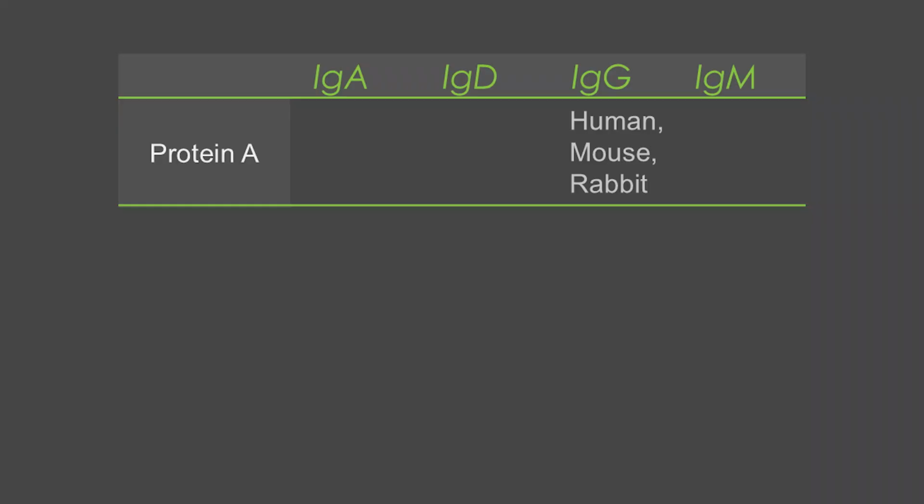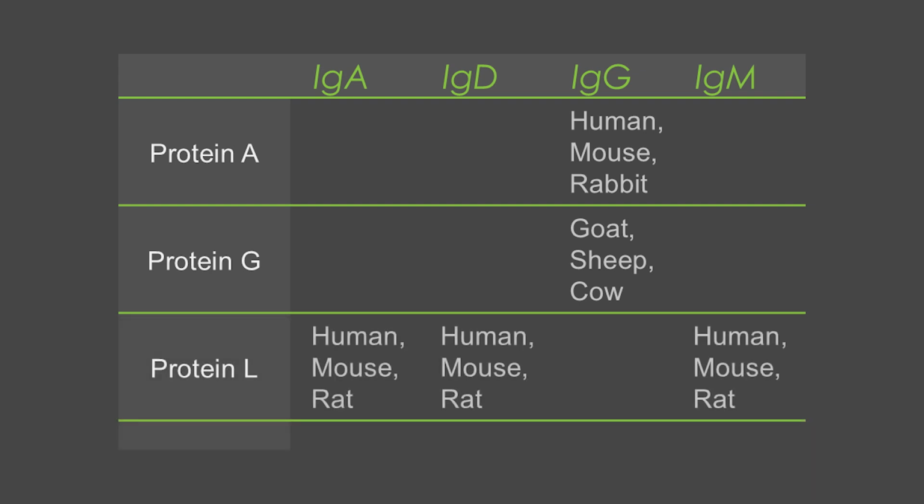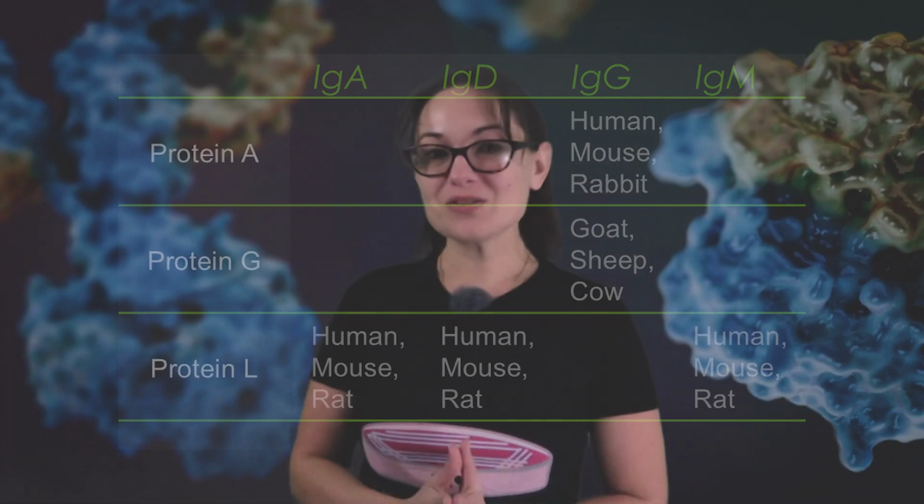We just briefly mentioned which proteins are best for each antibody type, but I want to recap this and give you a quicker guide here. Protein A is best for IgG antibodies from humans, rabbits, and certain other mammals. Protein G is good for IgG antibodies from goats, sheep, and cows. Protein L is good for IgA, IgD, and IgM antibodies from a variety of species. I'll also give you plenty of resources in the description to help you out.